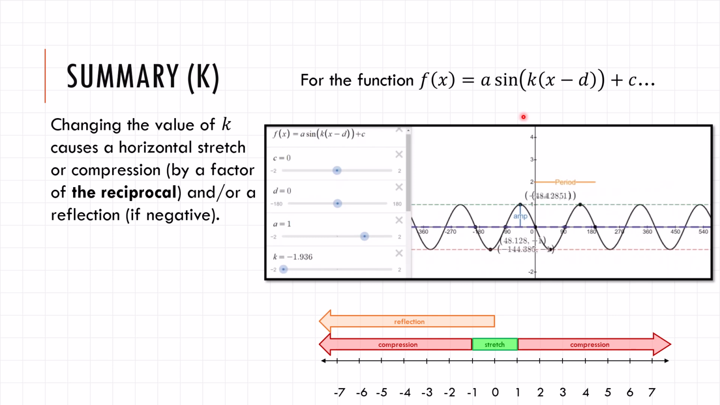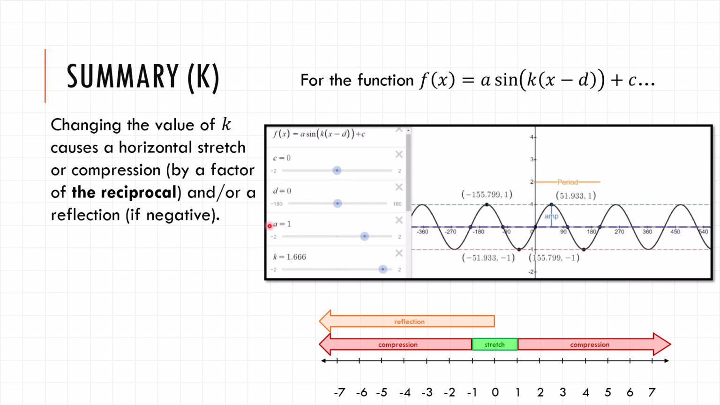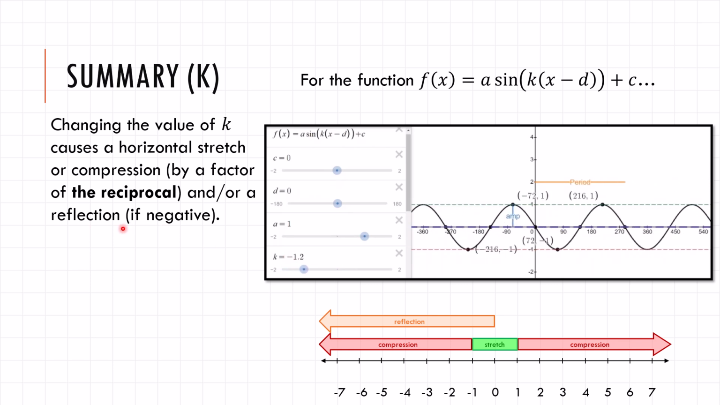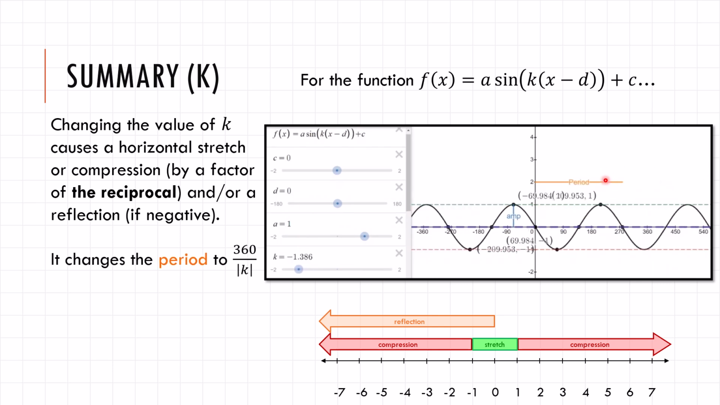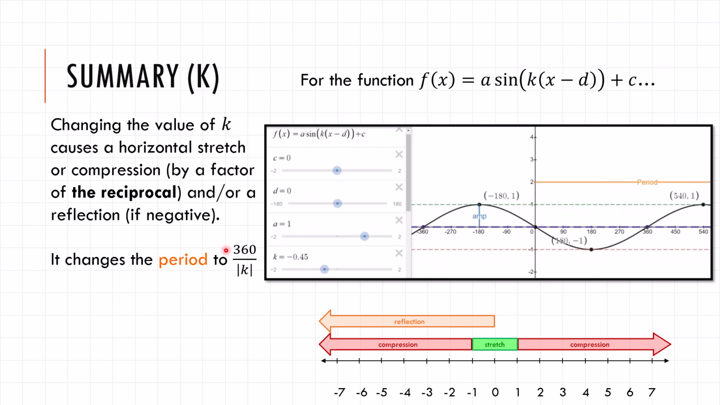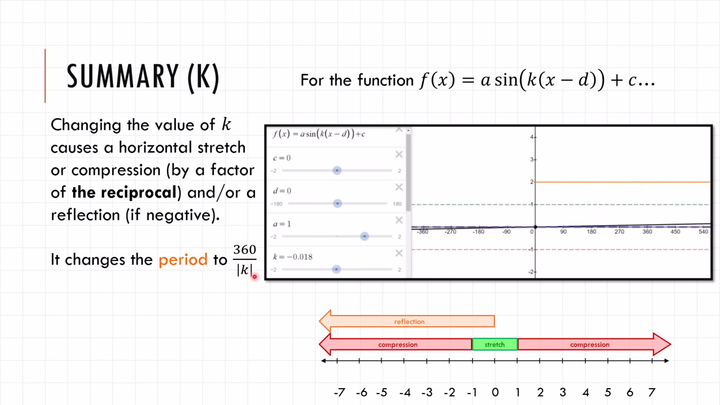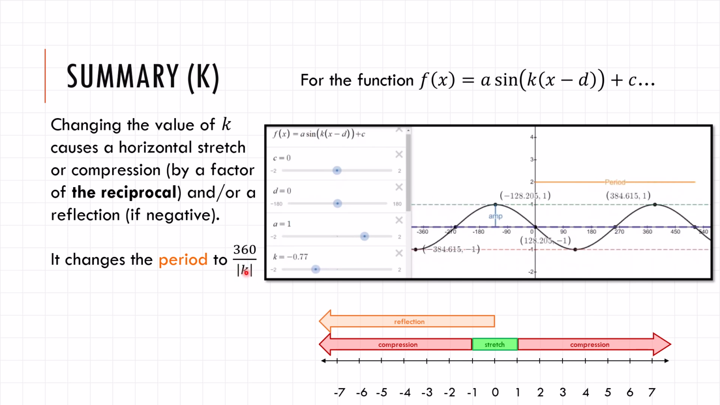And of course, very similar to a, this is the only way where they're sort of similar, is that when the k value is negative, that reflects the function. Now, because the k value stretches it horizontally, notice that the period is changing. And the period will change to 360 divided by whatever the absolute value of k is. So even if k is a negative number, we actually just take that to be a positive number. That's what the absolute value means.